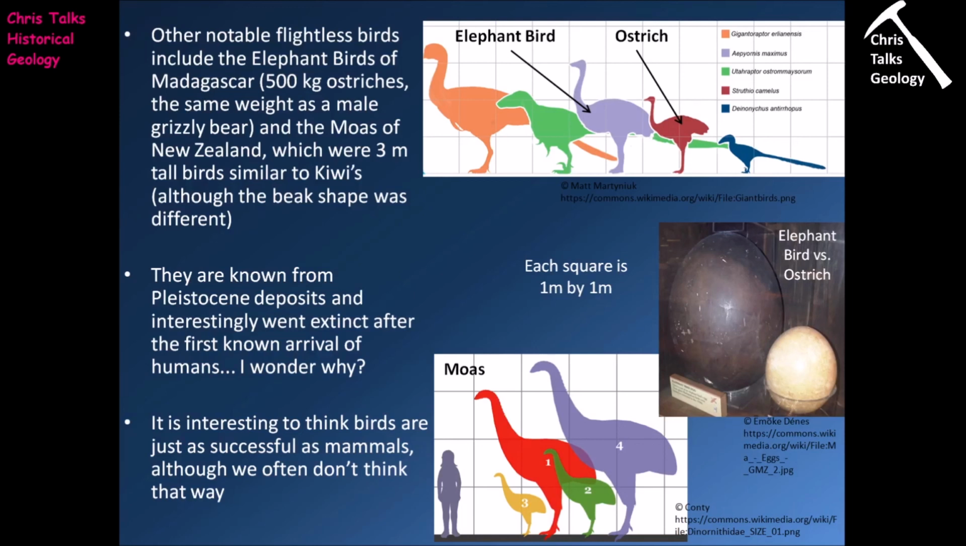Now, it's interesting when you think about it that birds are actually just as successful as mammals, although unfortunately, because human beings are mammals, we have a bit of a bias towards our own group, and so we tend to think that mammals are actually the most successful group of the Cenozoic. In reality, though, the birds are just as successful as the mammals, and so we shouldn't really overlook their contribution to the fauna of the Cenozoic.